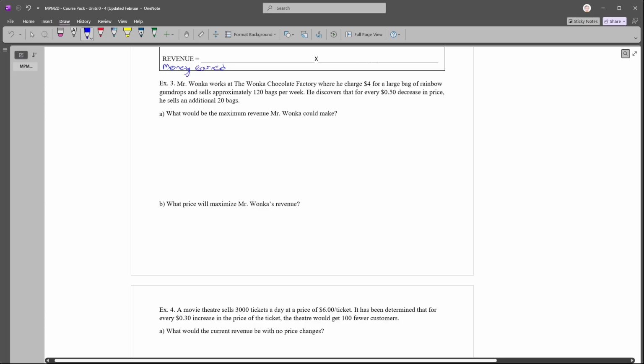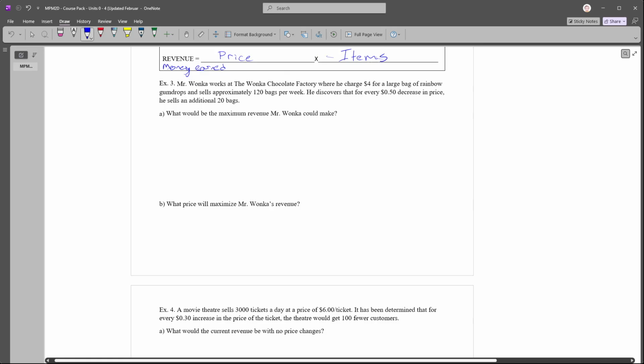And the way that we calculate money earned is always the exact same thing. It's always the price of whatever we're selling multiplied by the number of items that we're selling. For example, if you were selling shoes for $50 each and you sold 3 pairs of shoes, that'd be 3 items multiplied by 50. So that gives us $150.